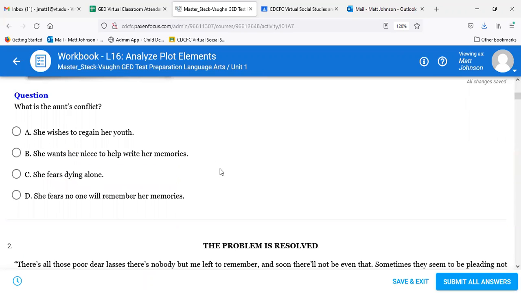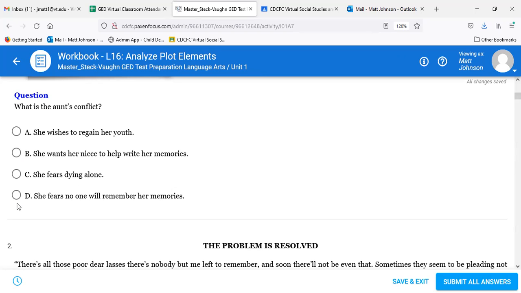The question says, what is the auntie's conflict? A, she wished to regain her youth. B, she wants her niece to help write her memories. C, she fears dying alone. D, she fears no one will remember her memories.